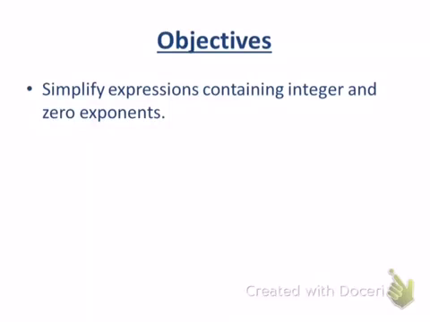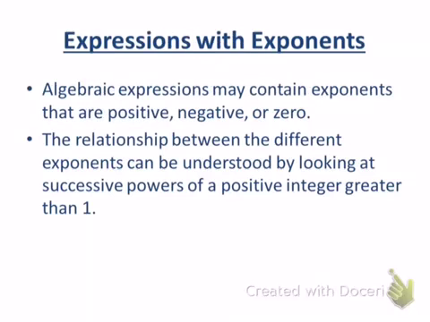So today's lesson will be a little bit of a review, but we're going to kind of establish things. I want you to make sure you know why. Don't just know the rule. Algebraic expressions may contain exponents that are positive, negative, or zero. Soon and very soon we're going to look at what happens when you have a fraction as an exponent. You can have rational exponents as well.